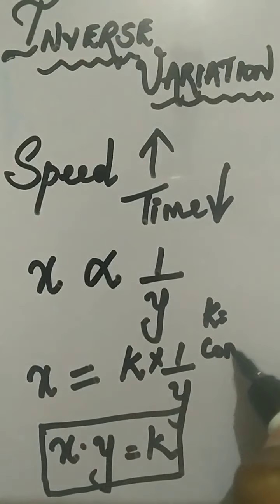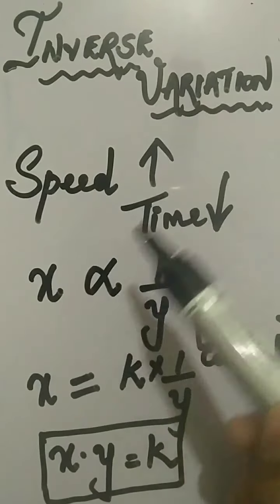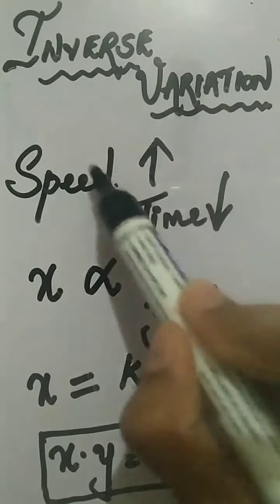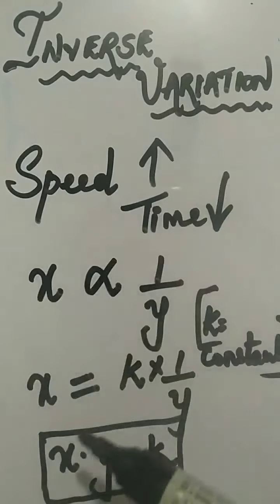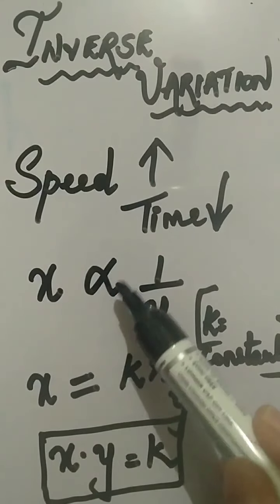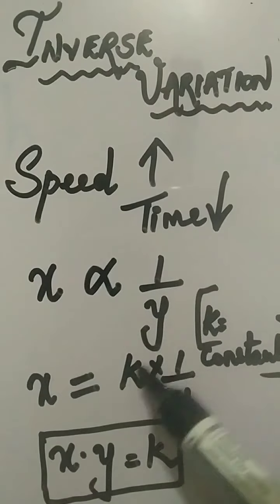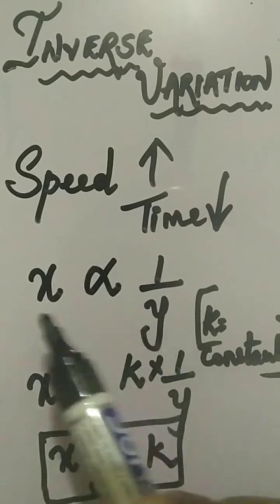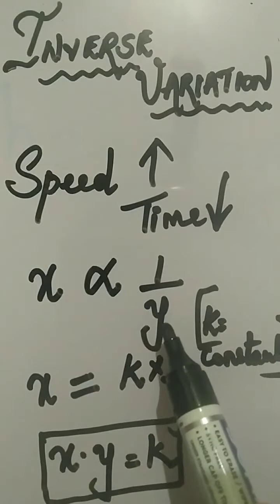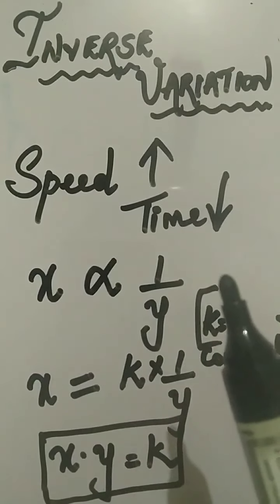K is constant. So how will you differentiate between direct and inverse? For direct, you will write x varies directly to y, in front of each other. Whereas for inverse, you will write x varies inversely to y. For inverse, you will put y down, y will be the denominator, 1 upon y. But never read it as 1 upon y. Read it as x varies inversely to y. If you see 1 upon y, that means it is inverse variation.